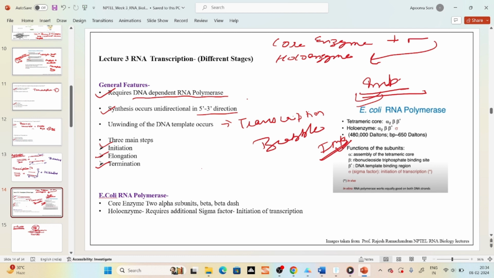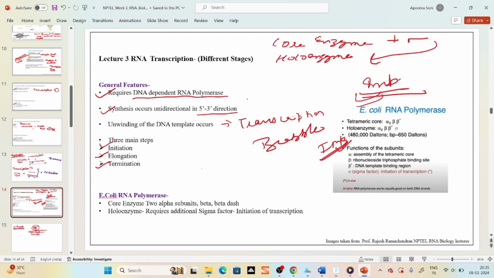So you can see that the E. coli RNA polymerase has a tetrameric core, a core complex, and a holoenzyme. Core has two alpha subunits, beta and beta dash. Holoenzyme has alpha 2, beta, beta dash, and sigma. What is the function of the subunits? Assembly of the tetrameric core is done by alpha subunit. Beta subunit is responsible for the ribonucleoside triphosphate binding site. Beta dash is responsible for the DNA template binding region. And sigma factor is most important because it is required for the initiation of transcription, which means that the promoter is recognized with the help of sigma factor.